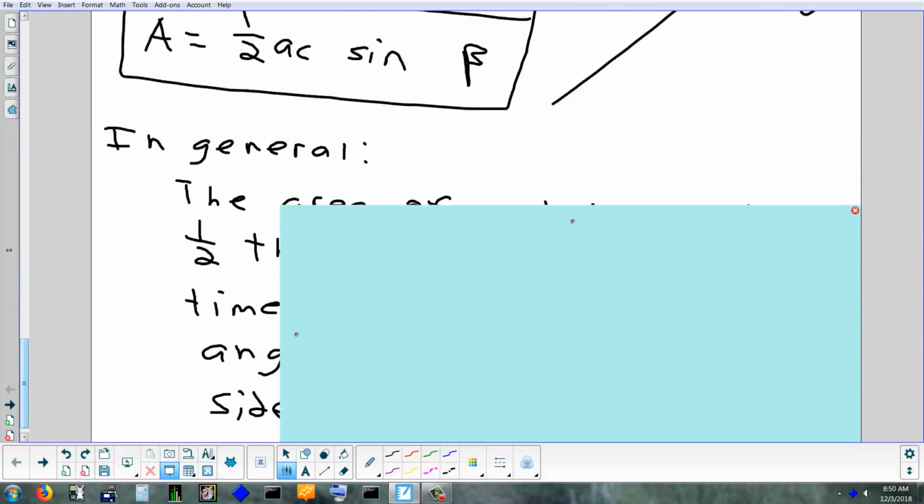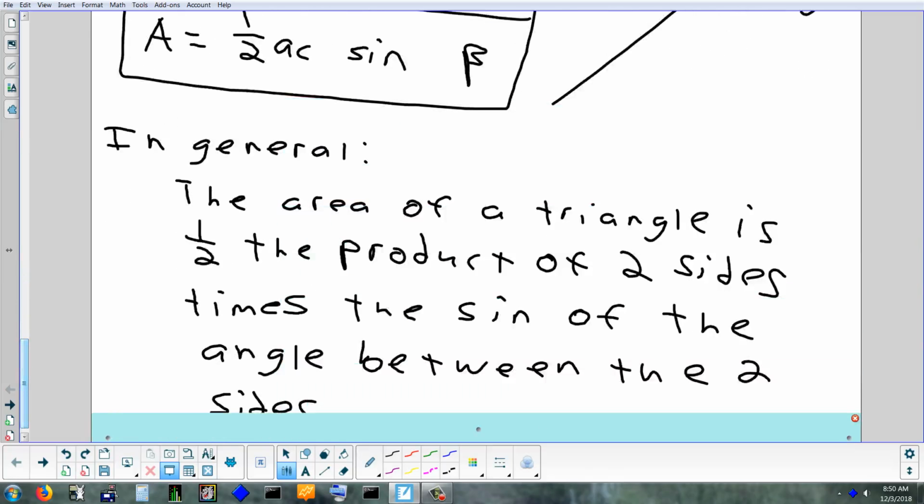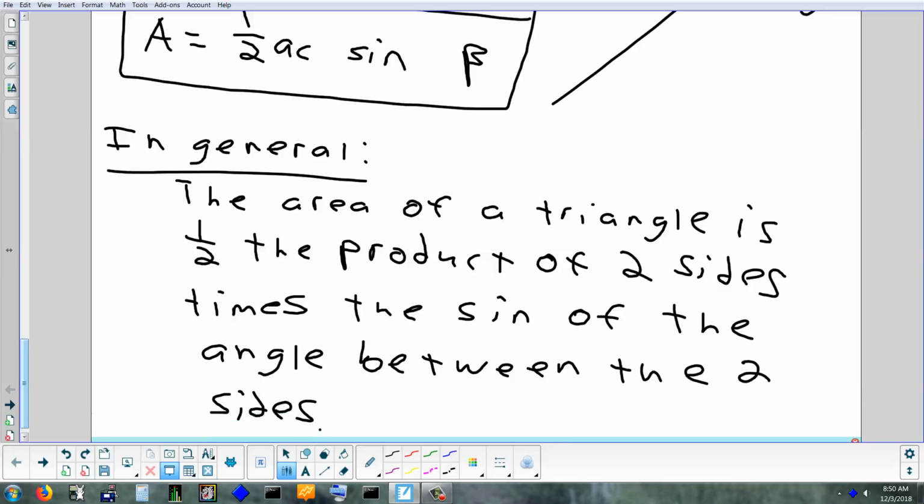So what you want to really remember is this. In general, the area of a triangle is half the product of the two sides times the sine of the angle between them. So it's another simple formula. Works very well if you don't know the height of a triangle and you have to find the area.